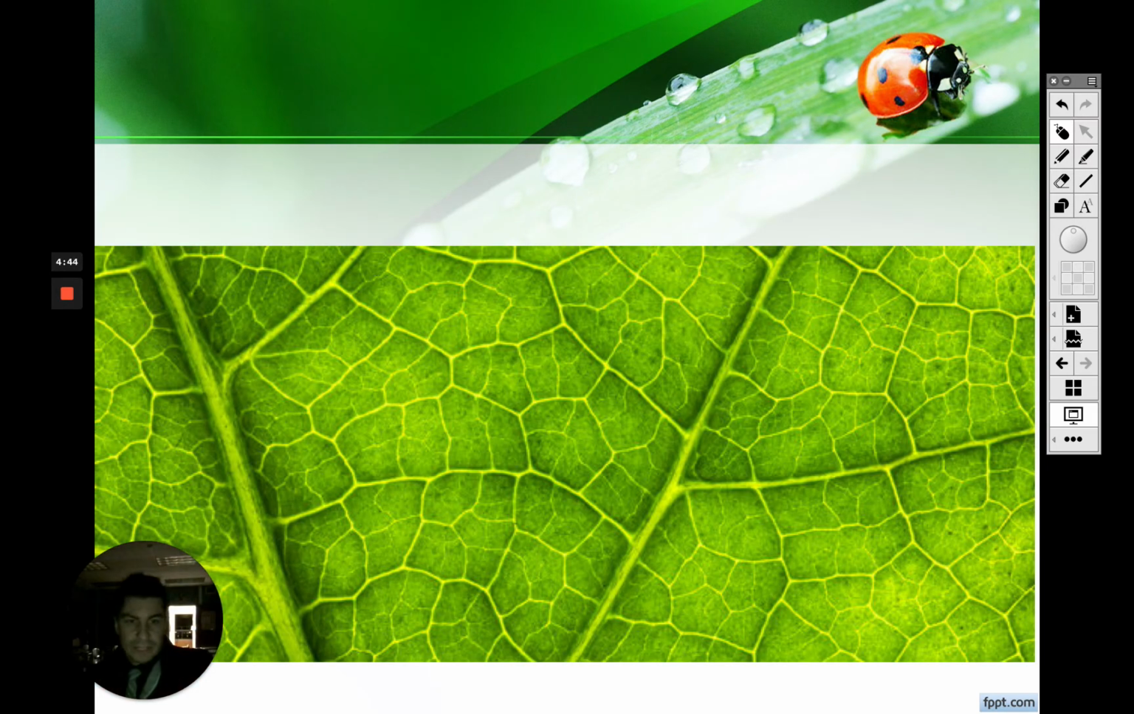Here's a picture of a leaf. And there's my lights. Did you see that? You couldn't see my red fleece anymore because we didn't have any light shining down on it. We have a lovely leaf here.